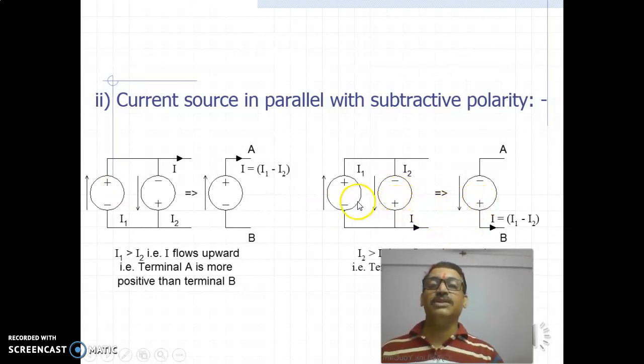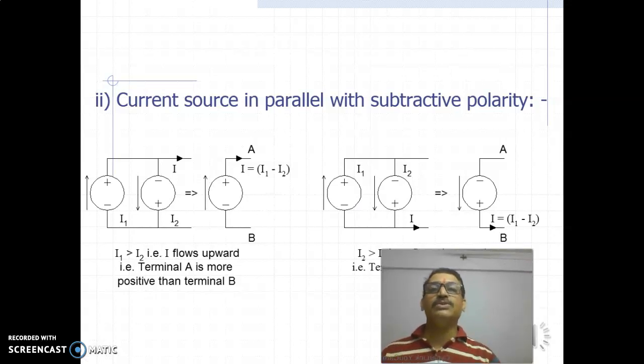Okay, so this is done with the introduction to series and parallel connection of the sources. This is for voltage source and current source. So let us revise once. Voltage sources are always connected in series, current sources are always connected in parallel. Whenever we have two different voltage sources connected in series, it follows additive polarity or subtractive polarity. When current sources are connected in parallel, it again follows either additive polarity or subtractive polarity. Okay, so that's all with the lecture. Thank you so much. Have a nice day.